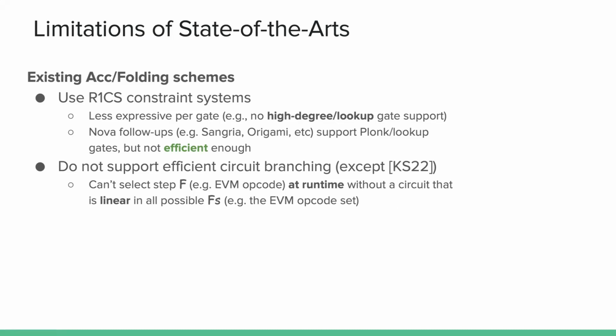So what we want is to be able to select this step function, or this opcode, at runtime, but the circuit itself should be proportional only to the size of this single opcode, not the entire set of opcodes. So that's the second feature that's missing in Nova. And we know that these two features are very essential and important for practical zkEVM applications.